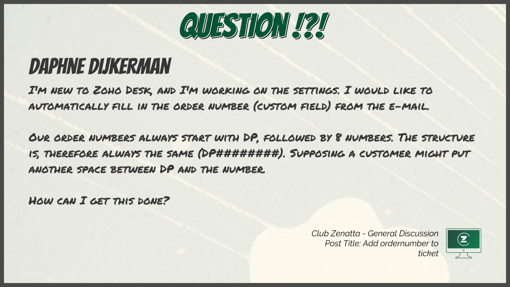Okay, also from Club Zenatta, we've got Daphne here asking us, I'm new to Zoho Desk and I'm wondering on the settings, I would like to automatically fill in the order number, which is a custom field they have in Desk, from the email. Our order numbers always start with DP, followed by 8 numbers. The structure is therefore always the same, DP and then 8 numbers. Supposing a customer might put another space between DP and the number. How can I get this done?